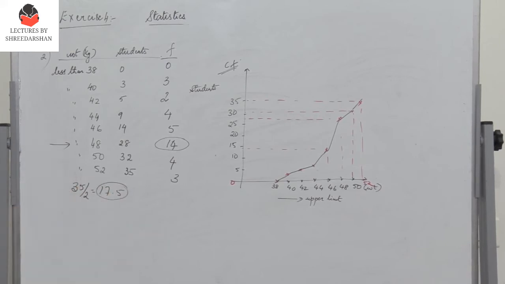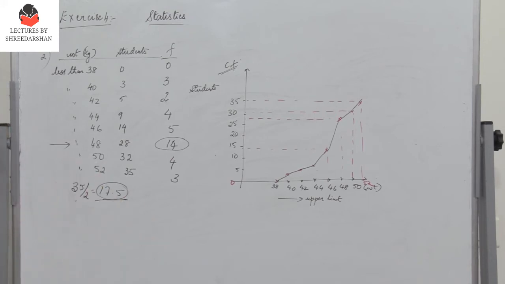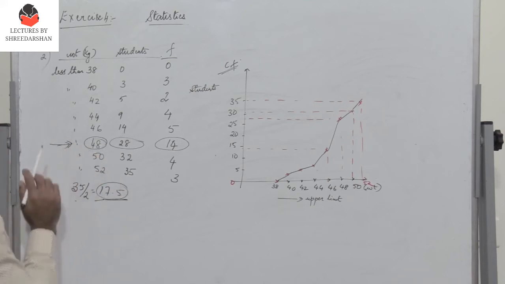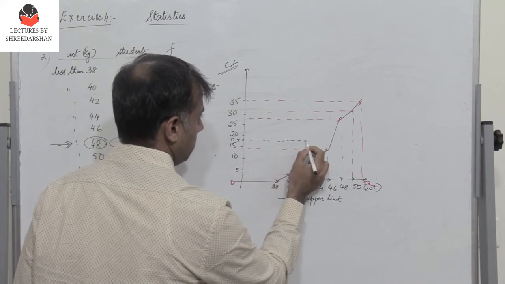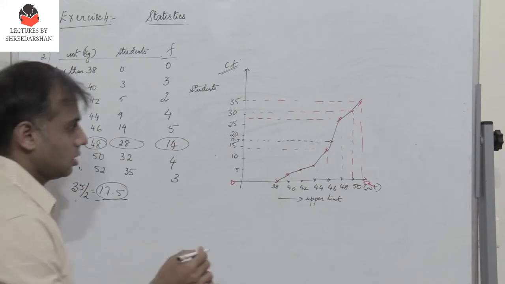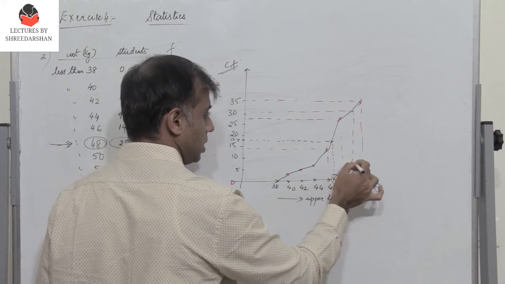So to find the median from the graph, what we do is we take n by 2. So when I take n by 2, I get 17.5. That is the mid value, isn't it? So I check in which class interval does the mid value lie. So 17.5 mid value lies in this class interval, that is in the interval 46 to 48. So 17.5 is somewhere here. So I draw a line parallel to the x-axis, and where it intersects this curve, drop a perpendicular, and this would be the median value.